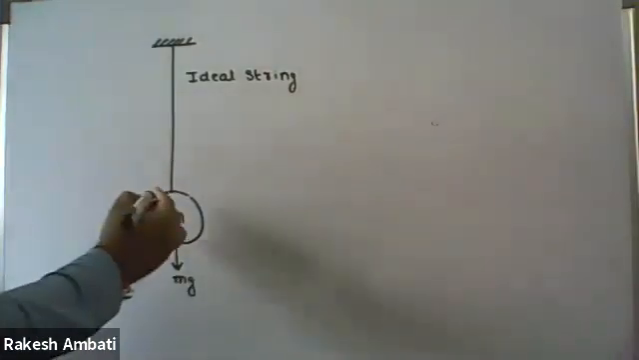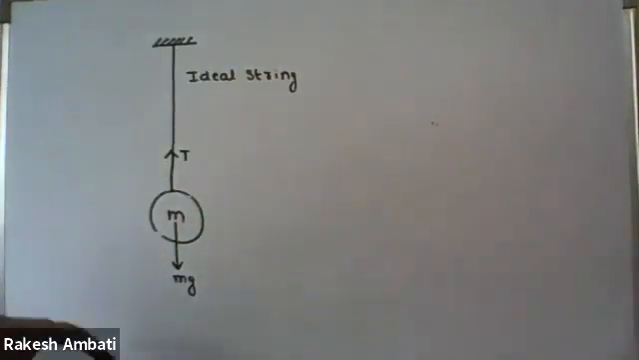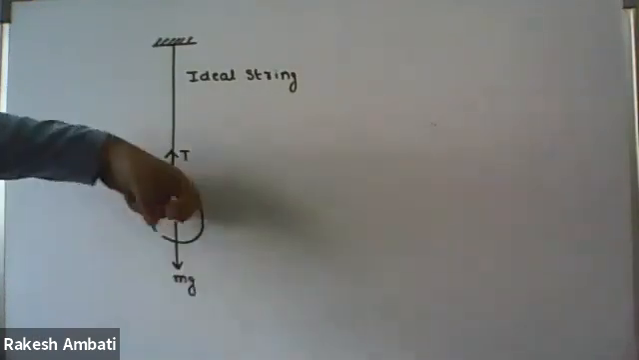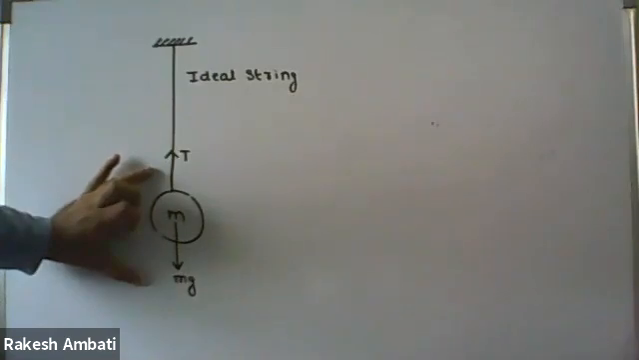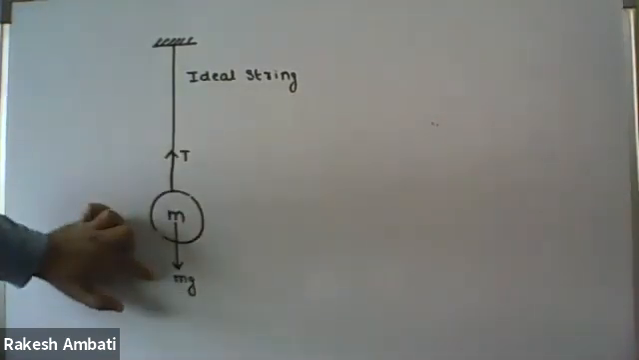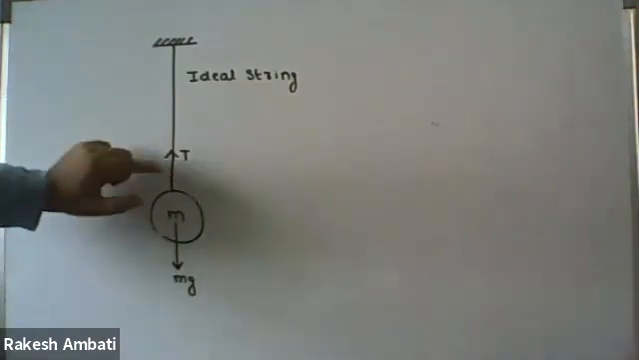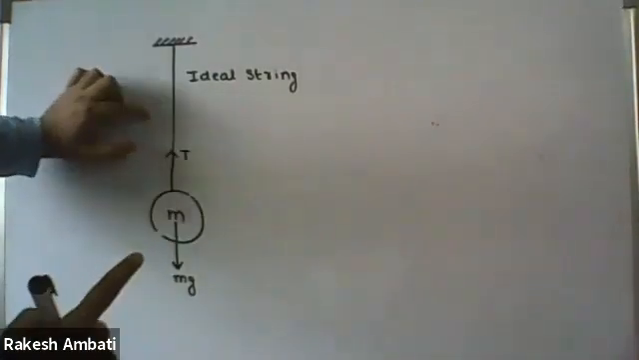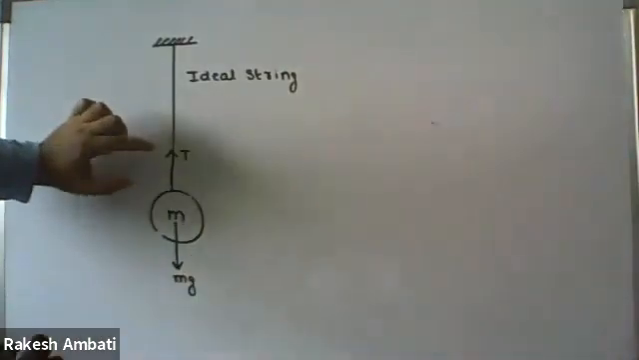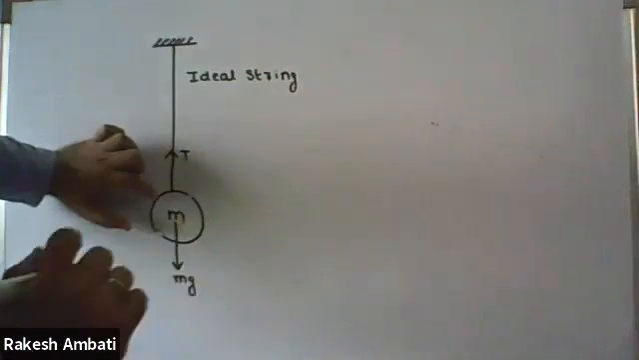For example, if I take the tension force acting on this object in this direction, and if the tension force and mg are equal, then the string will be at equilibrium or not? Yes. So if the tension force is present in this direction, only then does the string not elongate. Only in this condition does the string not elongate.